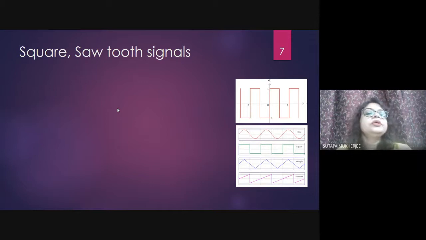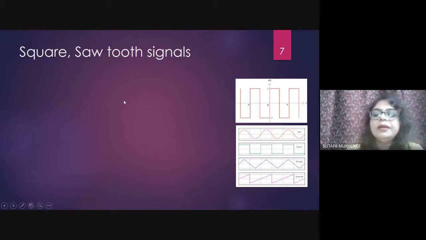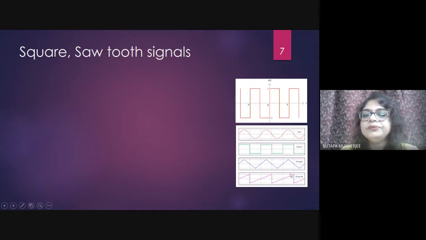Now come to square wave or sawtooth signal. Square wave means this is the square wave. And one thing is that using different circuits, hardware or software, you will be able to generate different types of signals. Okay? So this is very simple. This is sine wave, this is square wave, this is triangular wave, and this is the sawtooth wave.